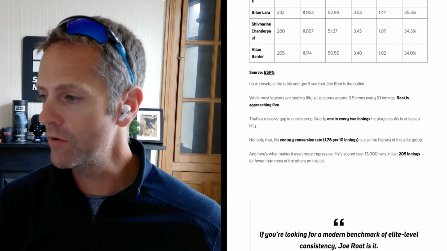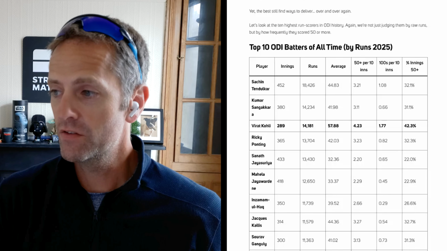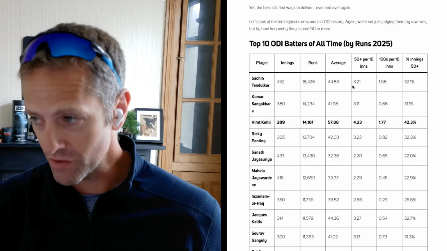So let's scroll down and look at the ODI cricket batting averages, right? Again, leading top scorers of all time, Sachin's at the top, right?